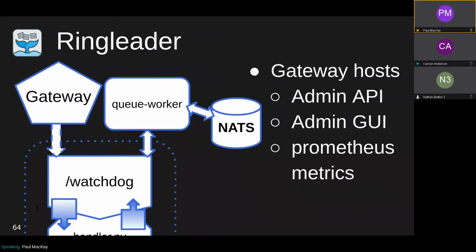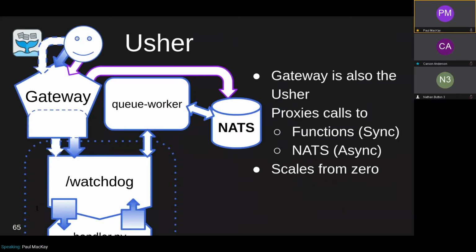The gateway, like I said, is the ringleader. It's the one that we were hitting. You saw us hitting it both with the OpenFaaS CLI and hitting the GUI there. It hosts all the things. It's kind of the main way that you get into OpenFaaS and deal with OpenFaaS. It also pulls double duty as the usher. Like I said, it does both things, so I kind of overlaid here because it's doing all of that together.